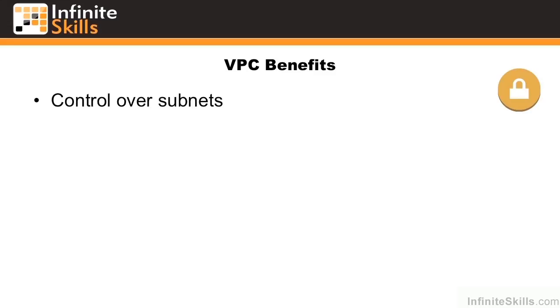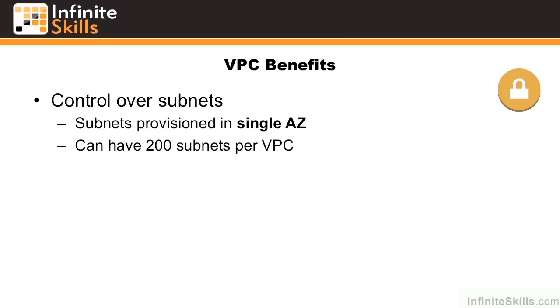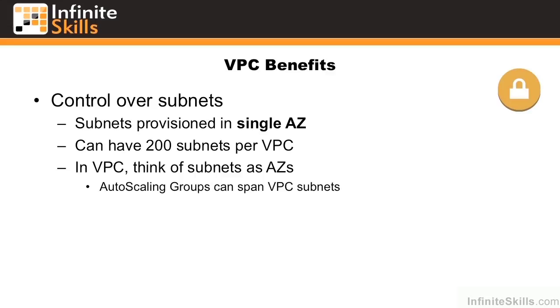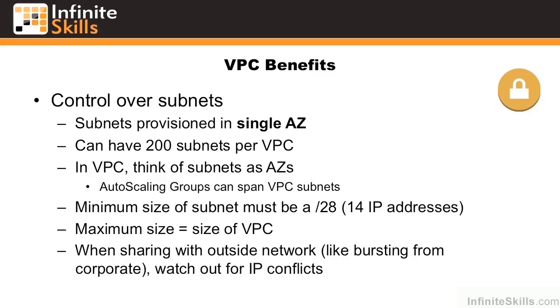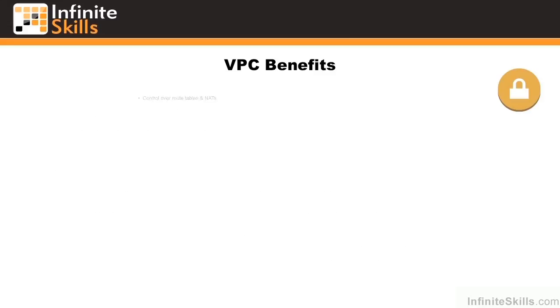VPC also gives you control over subnets. Subnets can be provisioned in a single AZ. They cannot span AZs. You can have 200 subnets per VPC, and in VPC, you're going to think of subnets the same way that you do as AZs. Autoscaling groups will span VPC subnets and not AZs. The minimum size of a subnet has to be a /28 or 14 IP addresses, and the maximum size of a subnet can be the size of the VPC itself. When sharing with an outside network, like bursting from corporate, be careful for IP conflicts.